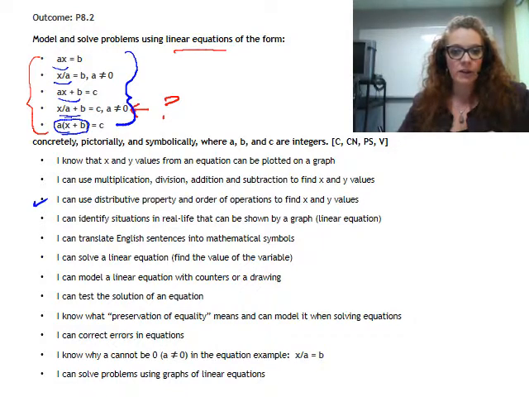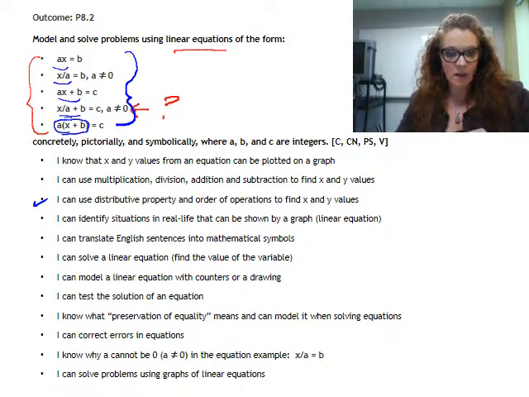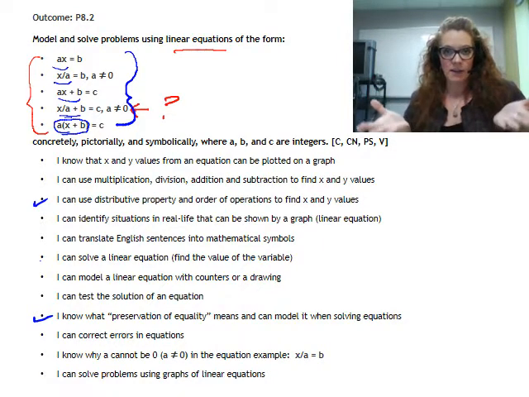Identifying situations in real life that can be shown on a graph in a linear equation. So linear equation means it's going to make a straight line on your graph. I can translate English sentences into mathematical symbols, and so we've got some examples of that, but basically if you're saying the word is, you know that that means equals, and you can write your equal sign on the paper. I can solve a linear equation, so solving for x, finding the value of the variable, and doing that, I'm just going to skip down, you're going to use preservation of equality, keeping the scale balanced. What you do on one side, you have to do to the other side.